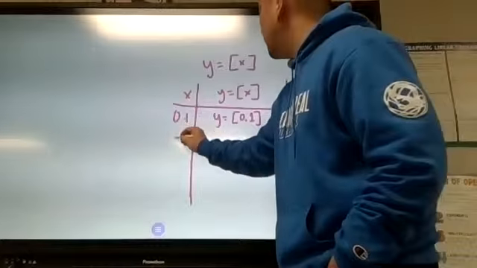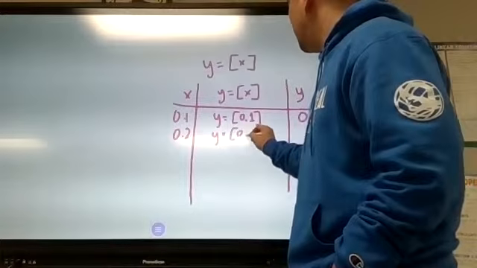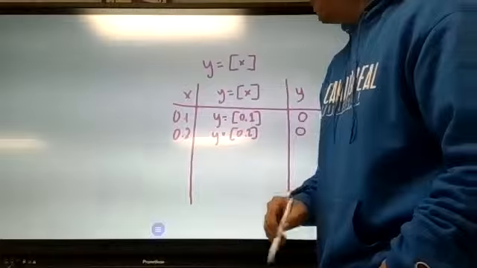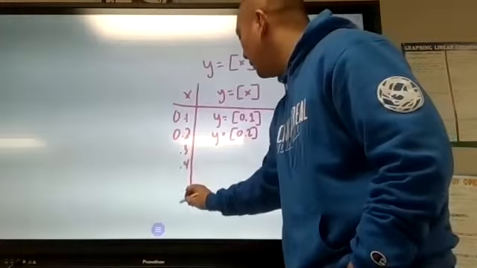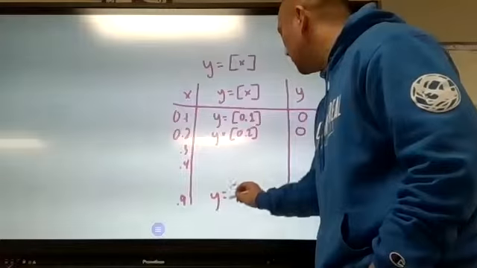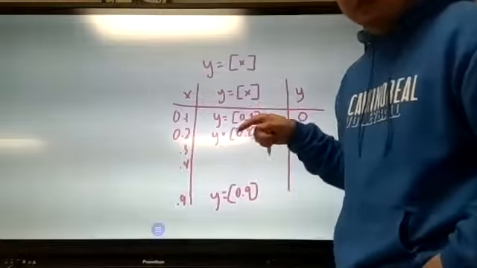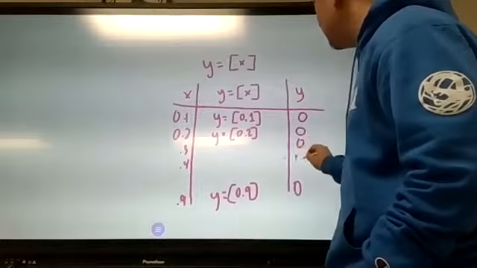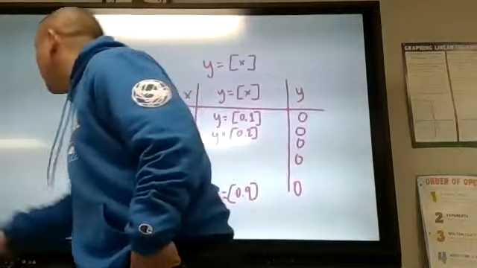So if I go 0.2, y is equal to the greatest integer of 0.2. Once it comes out, it's still 0. Okay? So I could do that for 0.3, 0.4, all the way to 0.9. And at 0.9, y is equal to the greatest integer of 0.9. Once it comes out, remember this, the closest integer rounding down is 0. So this will all be 0. Okay? So now let's graph this.